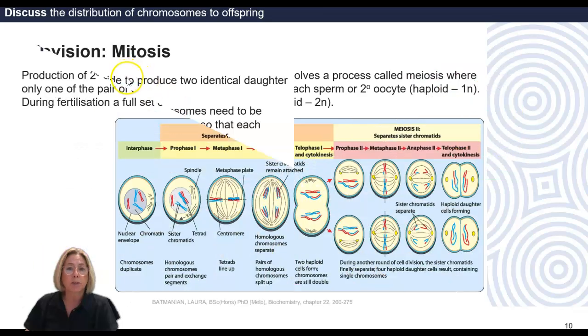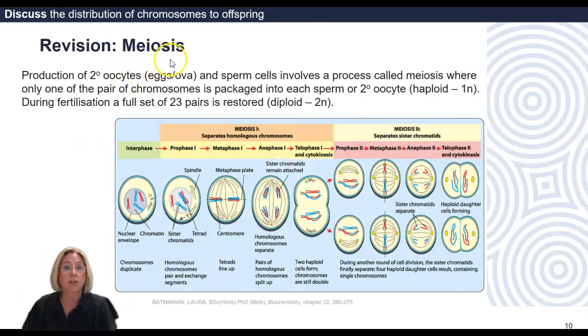So meiosis then is a specific type of cell division that only occurs in the development of the gamete, so the secondary oocyte and the sperm cell. And it involves a process where only one of each pair of chromosomes is packaged into each sperm or secondary oocyte. So there will only be 23 chromosomes in each of the gametes, so we say it has the haploid number of chromosomes. Then when there's union of the sperm cell and the secondary oocyte during fertilization, a full set of 23 pairs is restored, or 46 chromosomes being that diploid number, or 2n.